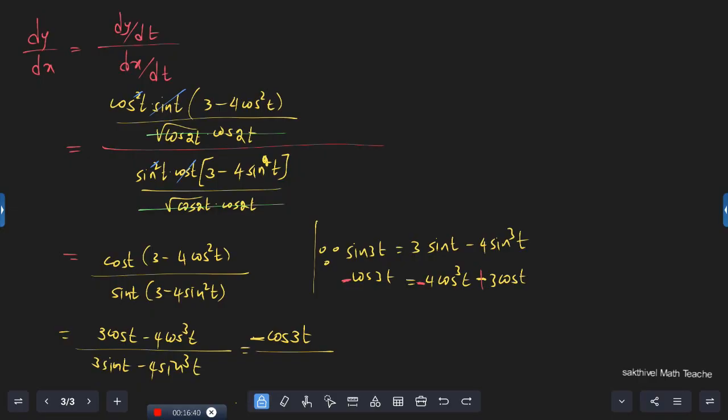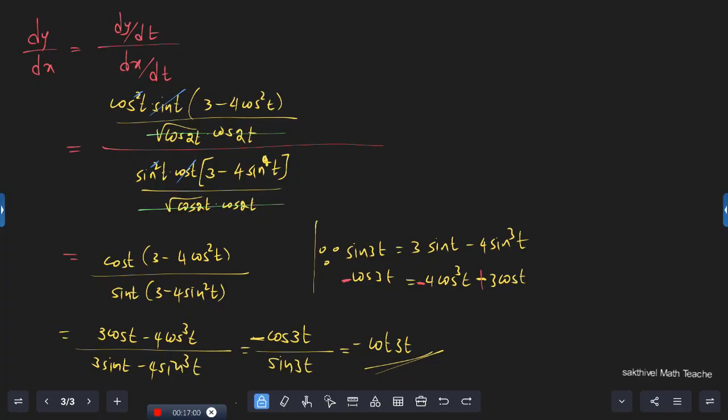Now 3 sin t minus 4 sin cube t is, as it is, sin 3t. Am I right? Yes. So that sin 3t you can write. Cos by sin is called cot. So minus cot 3t I am getting as my final answer. Is it understood, children?